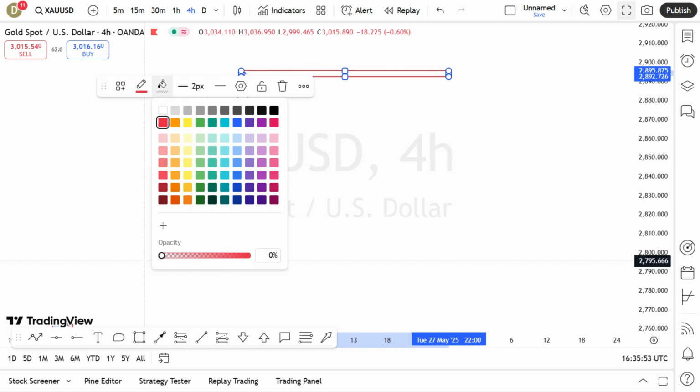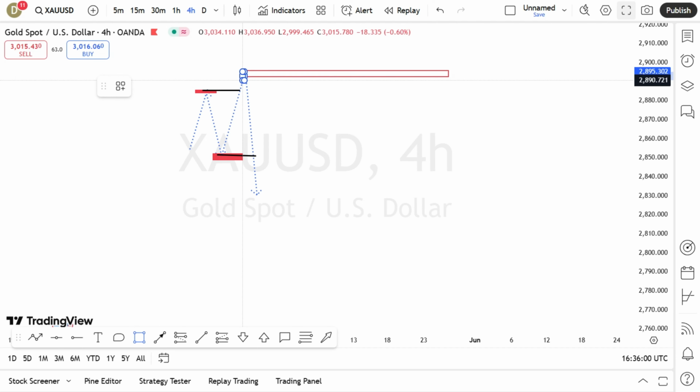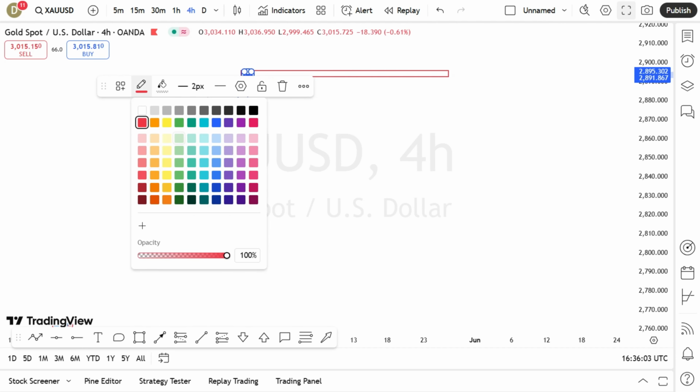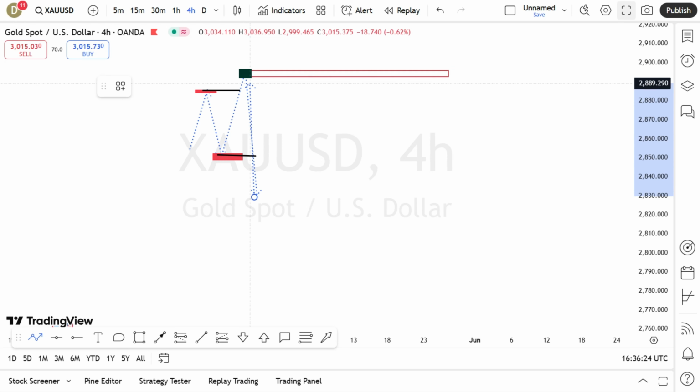This time around, this zone comes with what? With a bullish candle. That's it. So price needs to pull back to mitigate this zone. Price needs to pull back to mitigate what? This zone. Then what? Sell. Then sell very neatly.